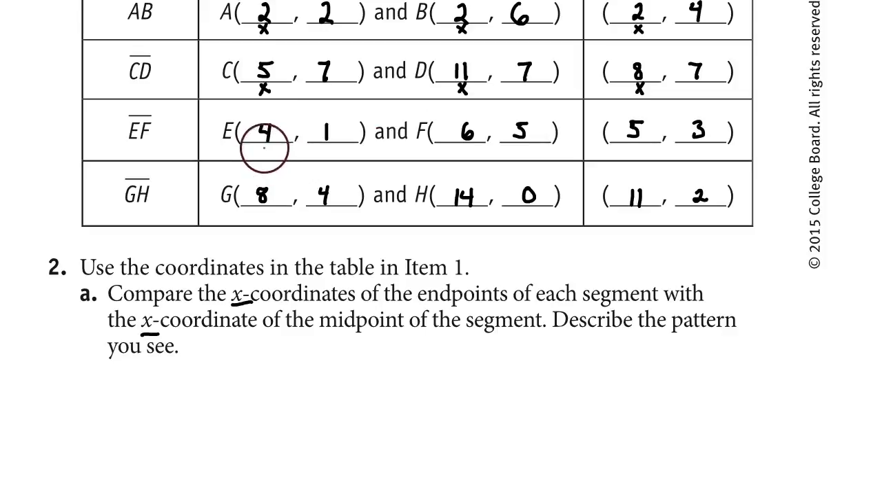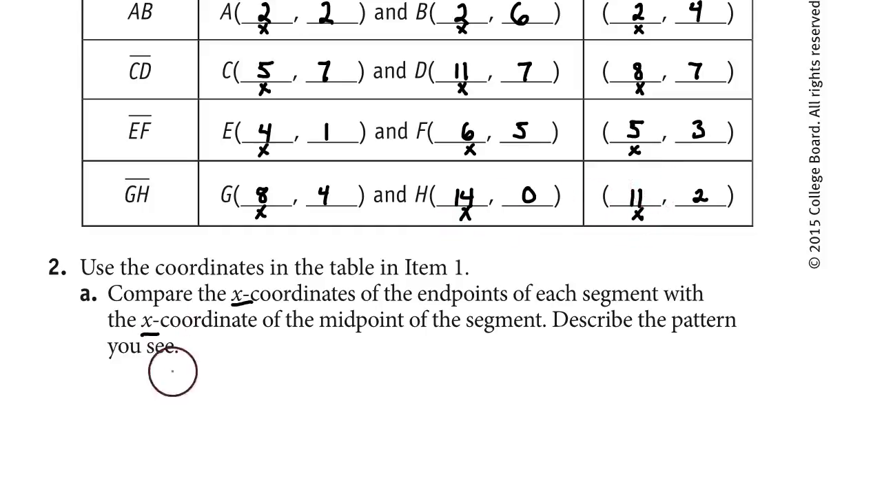Let's look at segment EF. This x value is 4. This x value is 6. The number that's in the middle between 4 and 6 is 5. And look what that is over here. It is 5. Okay, GH, that x coordinate's 8. That x coordinate is 14. The average of 8 and 14 is 11, and that's what we have over here.